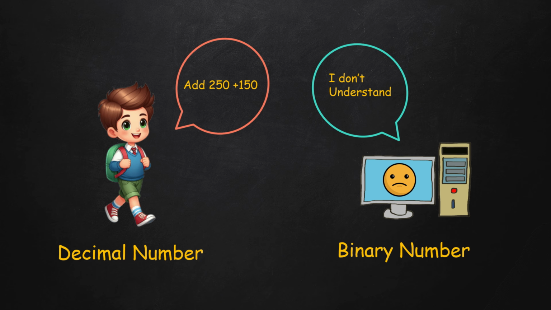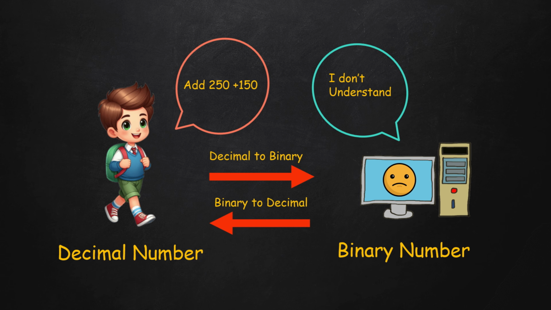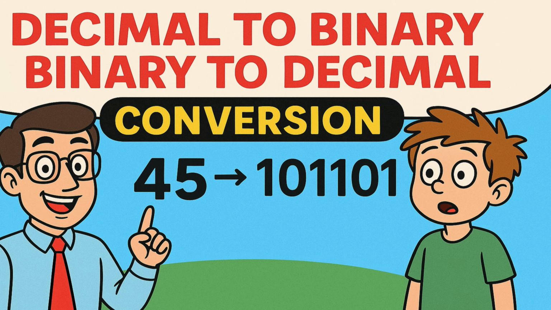So in this situation, a decimal to binary conversion as well as a binary to decimal conversion is required for the communication between John and his computer. In this chapter, we are going to talk about the decimal to binary conversion and binary to decimal conversion.